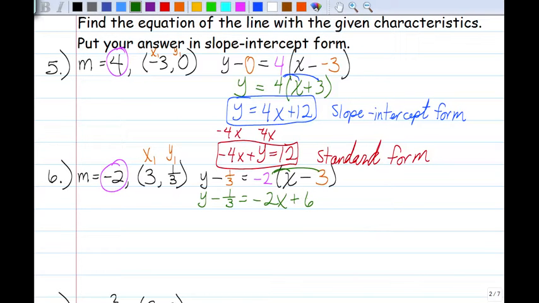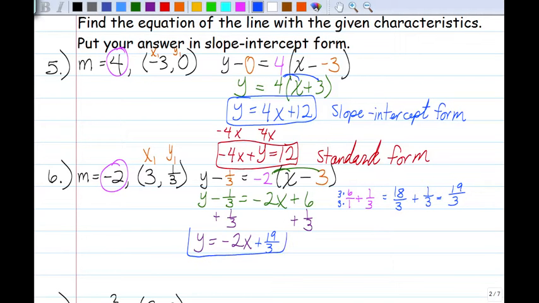Then I just need to add 1/3 to both sides. Alright, so that gives me y equals negative 2x, and then I need to add 6 over 1 plus 1/3. So again, my common denominator would be 3, so multiply this times 3. That gives me 18/3 plus 1/3 equals 19/3. So there's my slope-intercept form.